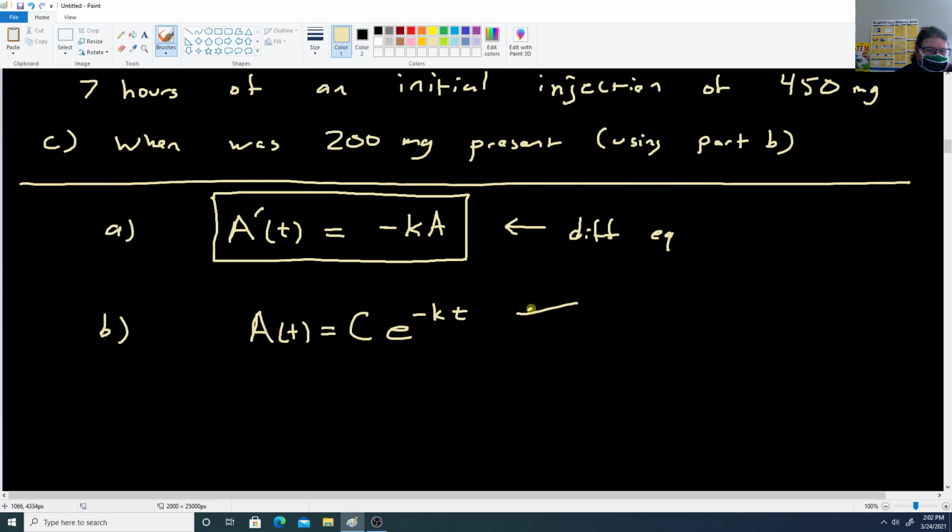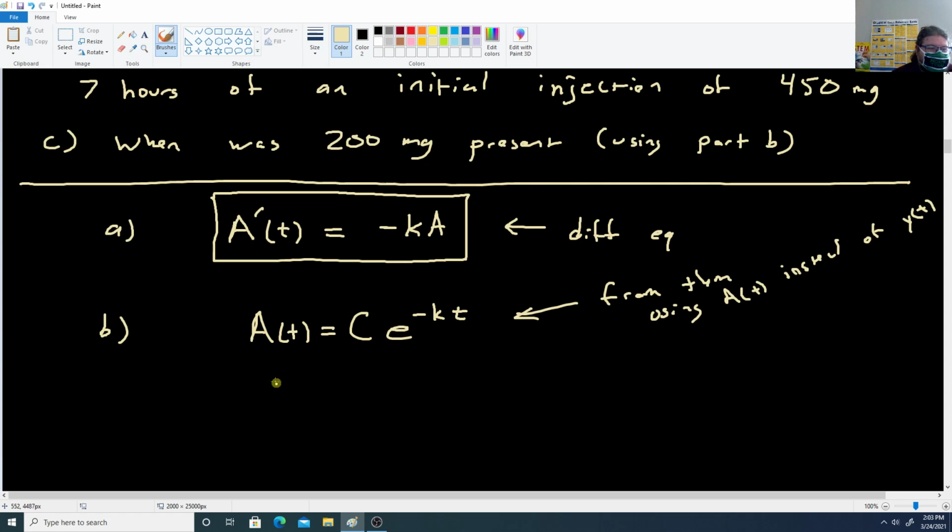And this is from the theorem. We're using a of t instead of y of t because the function here that we wrote down is the amount present, so we use a. So we're finding a of t for the amount present rather than y of t that the theorem says.